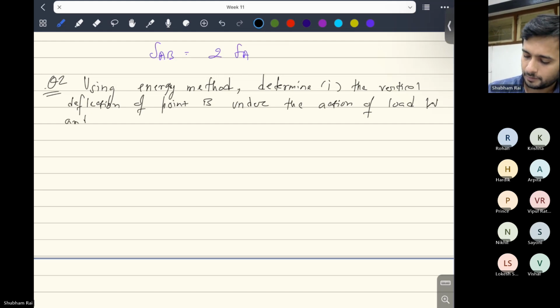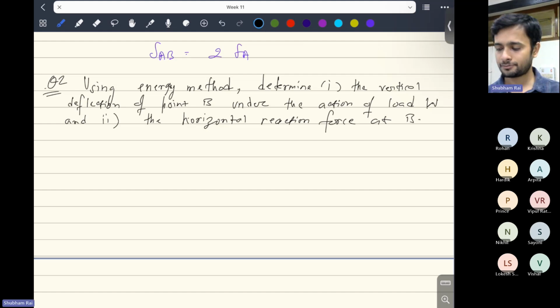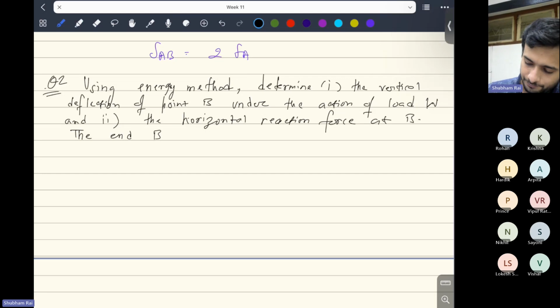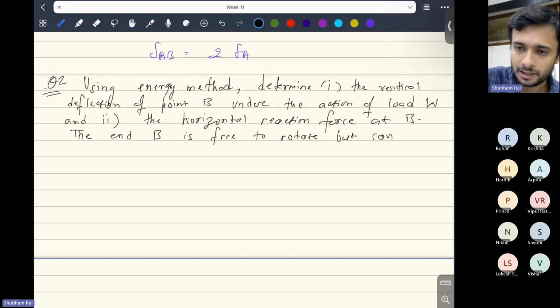And in the second part, you have to determine the horizontal reaction force at B. You have to find the horizontal reaction force at B and the vertical deflection at point B. And there is more information. It is given that the end B is free to rotate, which means there will not be any bending moment because there is no resistance to bending, but it can move only in the vertical direction.